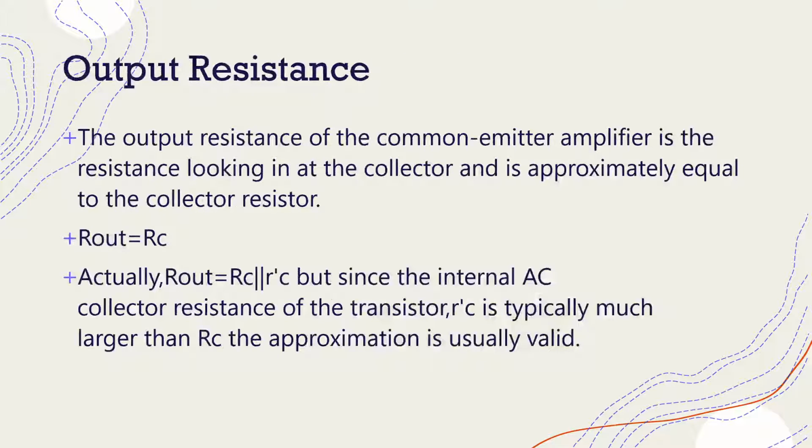Output resistance. The output resistance of the common emitter amplifier is the resistance looking in at the collector and is approximately equal to the collector resistance. R output is equal to RC.